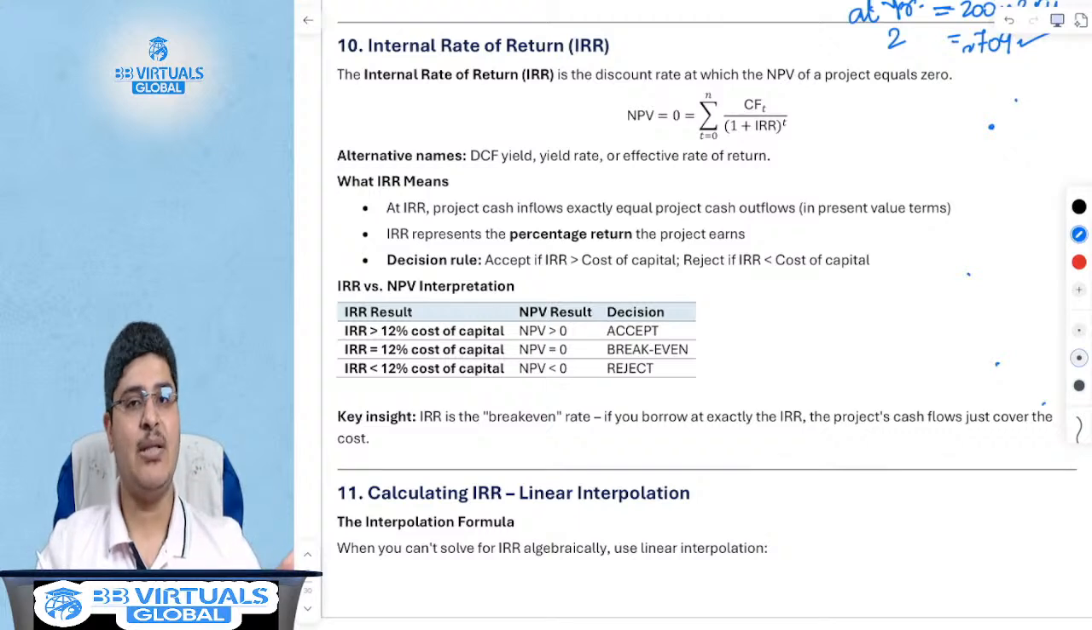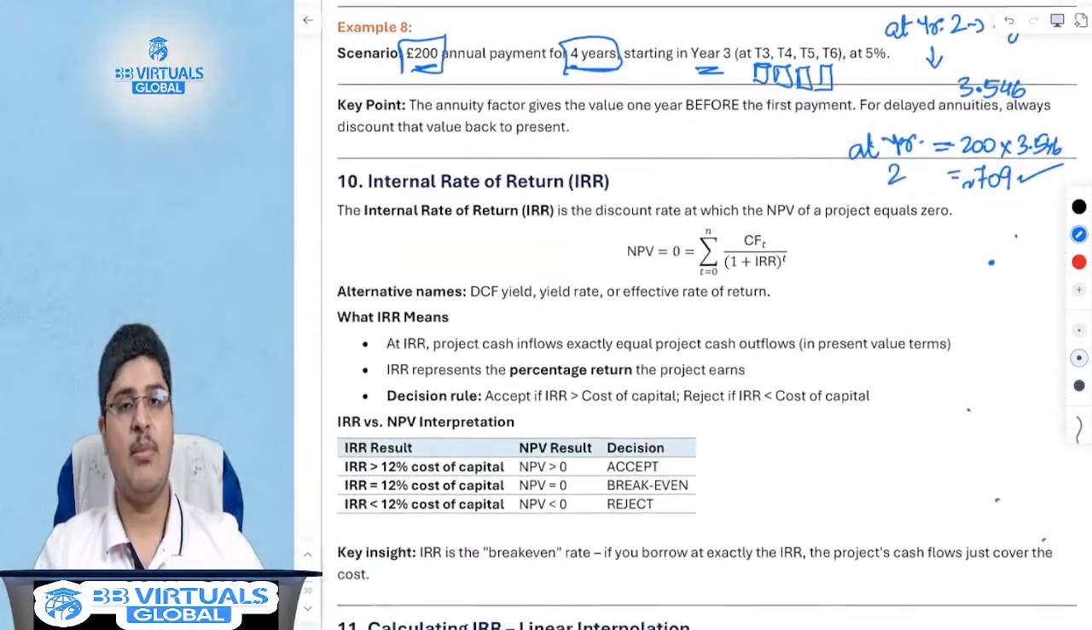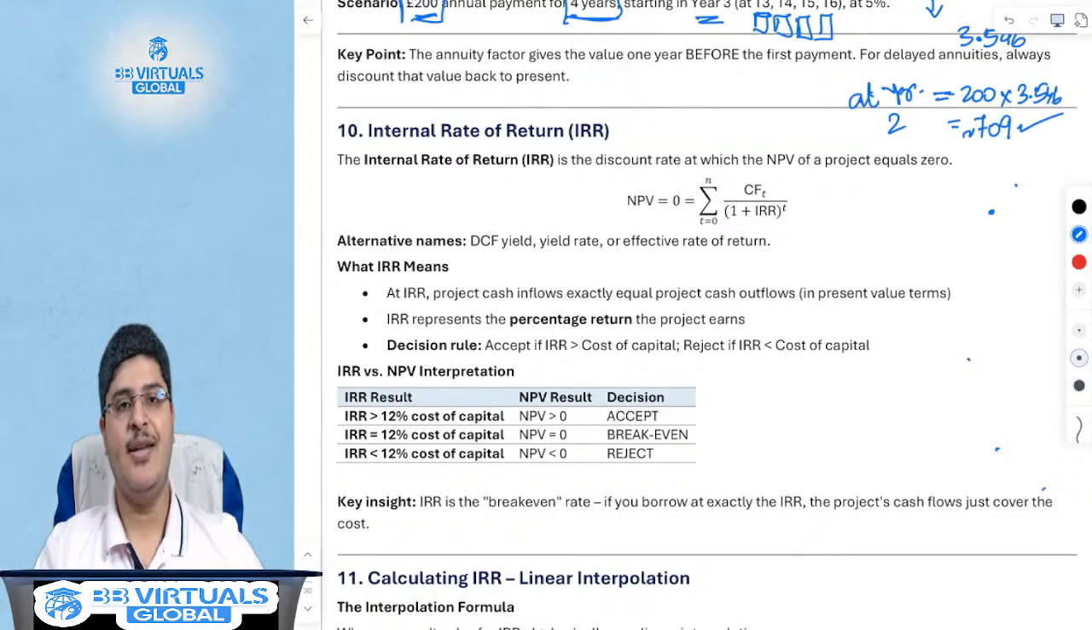Take a relook at these concepts and come tomorrow, the same time tomorrow, which is 7 p.m. We will resume again on YouTube Live. We will look at the concept of internal rate of return and we'll solve a couple of questions to summarize this chapter before we go to the next chapter.